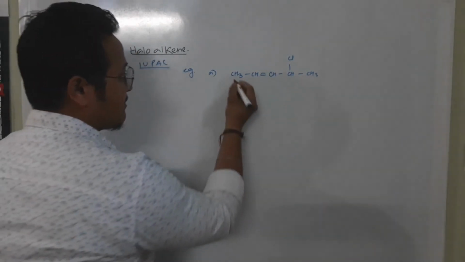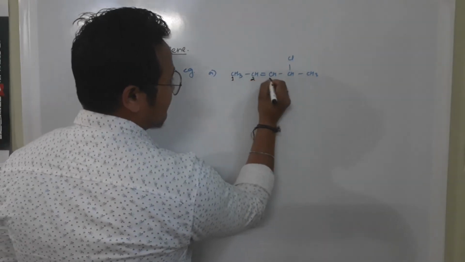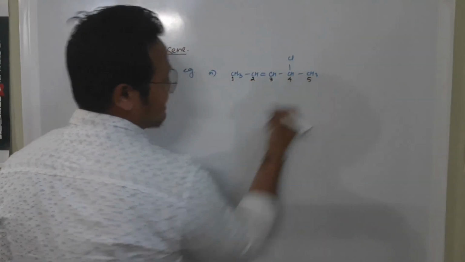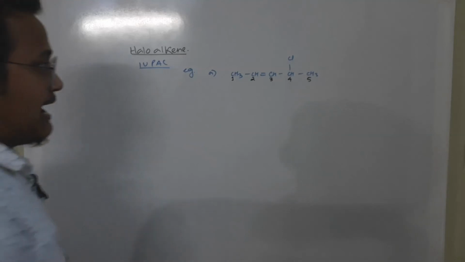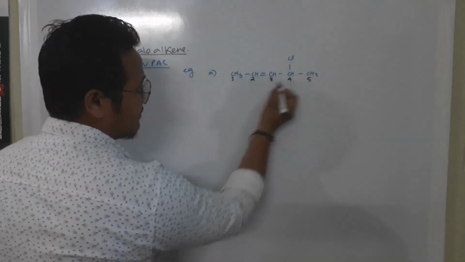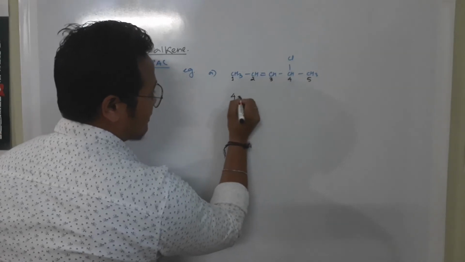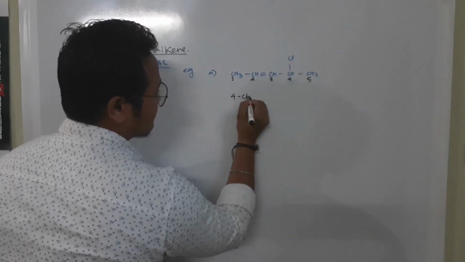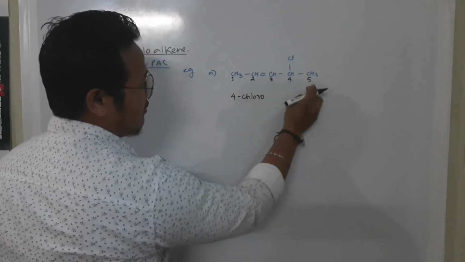So obviously we will proceed from the left hand side. Clear, guys? Now as it is acting as a substituent group there, we will write its position. So 4, right? What is this halo term? Chloro. Then how many carbons?